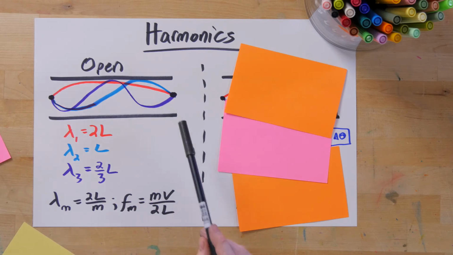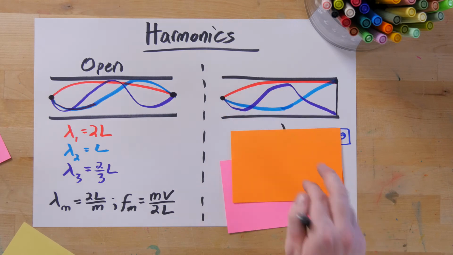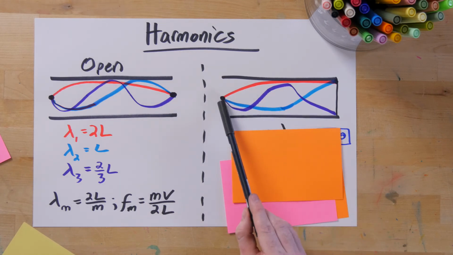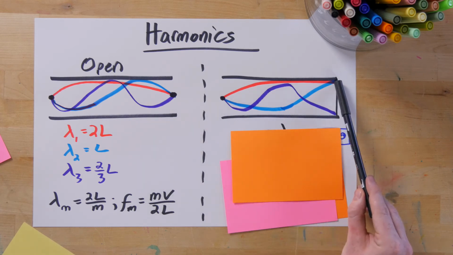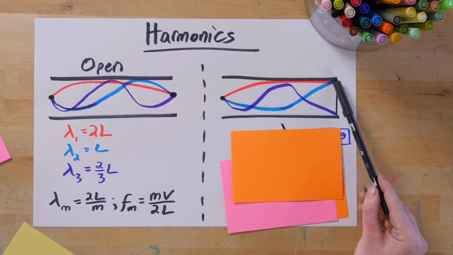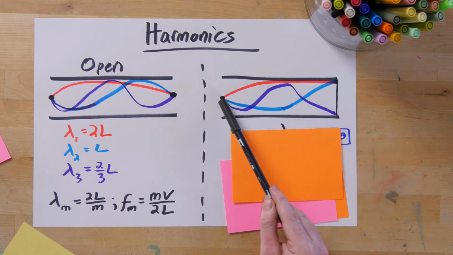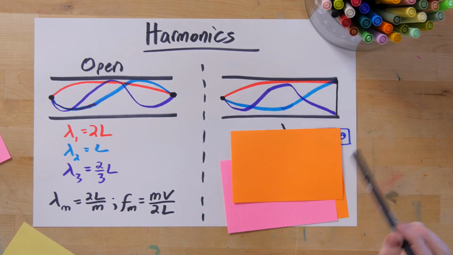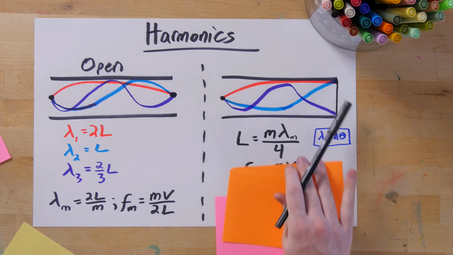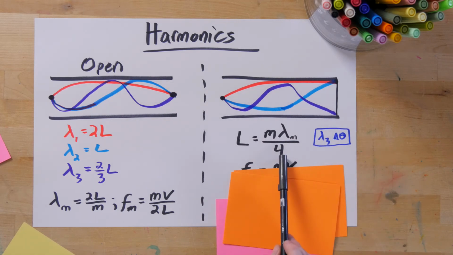Now, the same idea can happen when we have a closed-end tube. Here, we have a node on the open edge because it has to be at atmospheric pressure, but at the closed end, it has to be at maximum pressure. So there are certain allowable wavelengths that have a node at one end and an antinode at the other, and this is described by L = m lambda over 4.